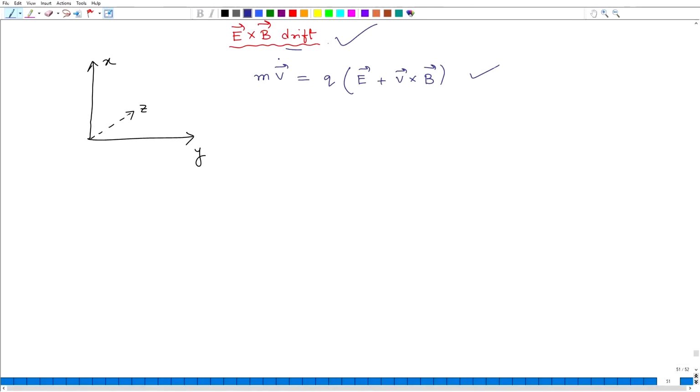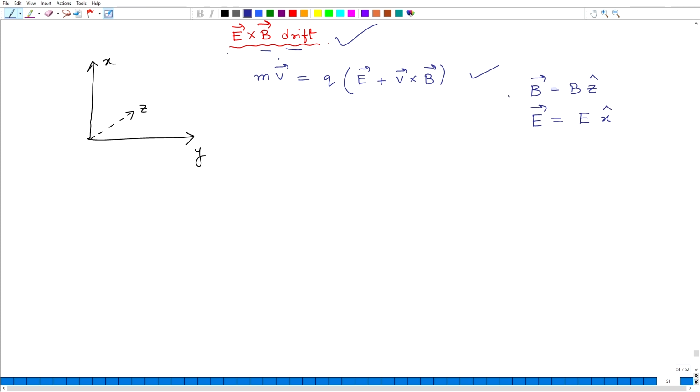Here in this case we have one uniform electric field and another uniform magnetic field. The magnetic field we just say is along the z direction, and the electric field is also uniform and is along the x direction.